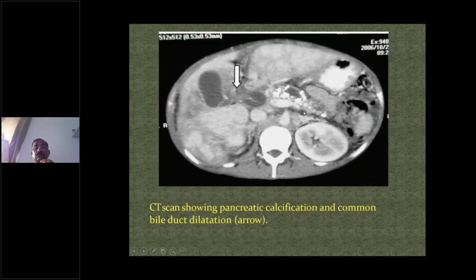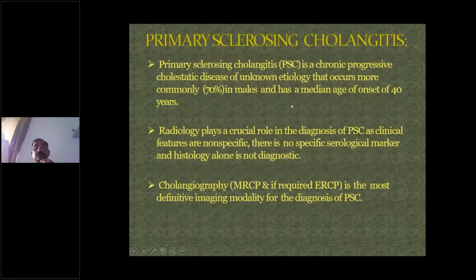So now coming to one special condition, primary sclerosing cholangitis, which is a chronic progressive cholestatic disease of unknown etiology. It commonly occurs in males, and the median age of onset is 40 years. Luckily, it is not a very common condition, but radiology plays a crucial role in the diagnosis, as clinical features are often non-specific. There are no specific serological markers, and histology alone is not diagnostic.